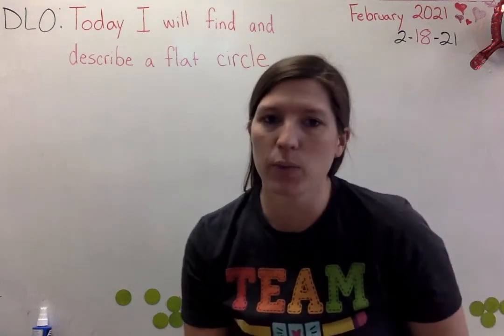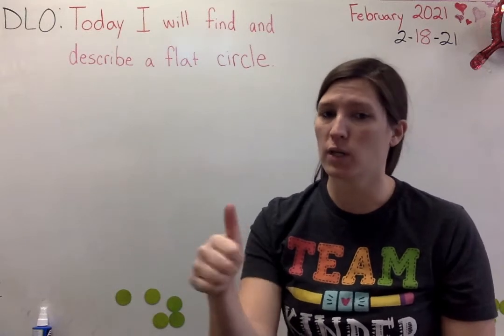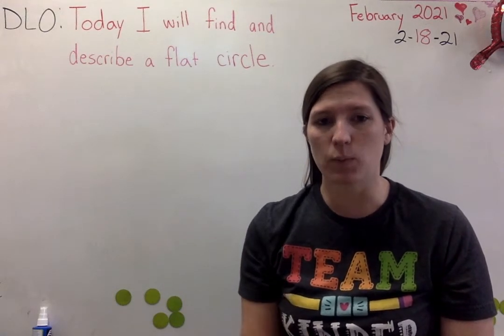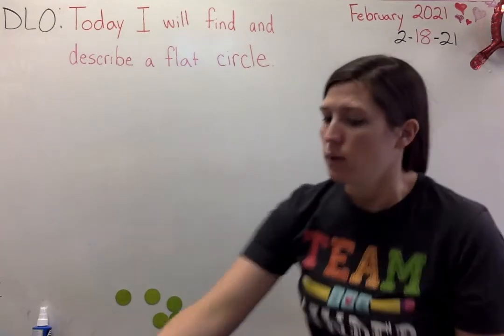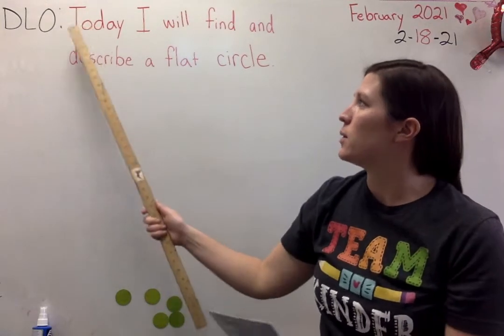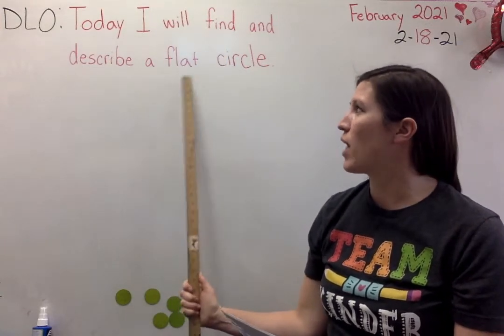All right, today in math we're going to talk about the last shape. We've learned 5 so far. So let's go over our DLO, review the shapes, and then we'll talk about the shape we're going to focus on, circles. All right, here's our DLO. Today I will find and describe a flat circle.